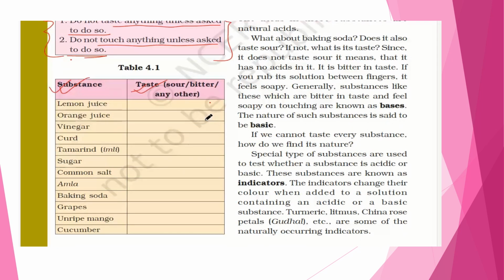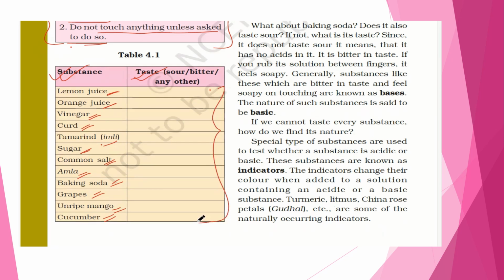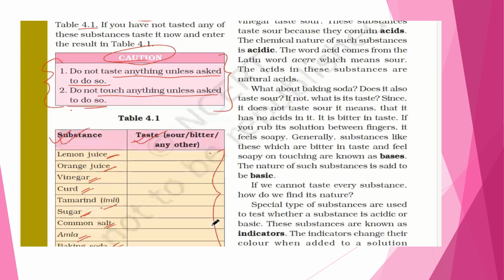So let us see this table. We can see the lemon juice. What is the taste of that? Orange juice, vinegar, curd, tamarind, sugar. These are things which we use daily in our everyday food, right? Common salt, amla, baking soda, grapes, unripe mango and cucumbers. So we can taste these things and write the taste in this table. Okay, so let us see why there is this taste variation in all these substances.